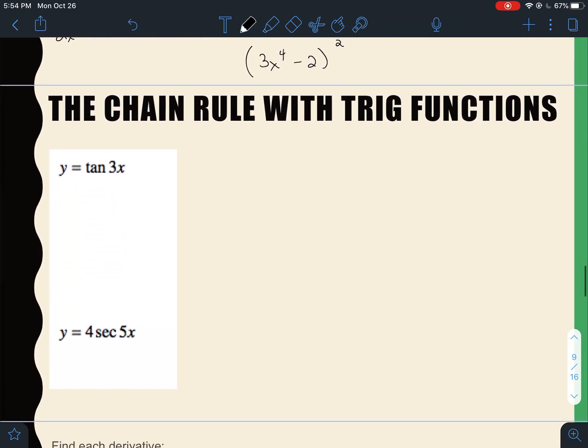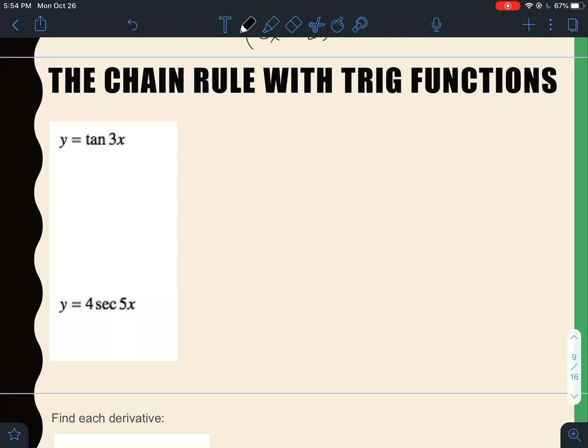What if our inside and outside functions have to deal with trig functions? So what would be the inside and the outside function of tangent of 3x? Well, I could put parentheses around the 3x, and so my outside function now is going to be tangent, and my inside function is going to be 3x. And remember, chain rule is you take the derivative of the outside, leave the inside function alone, and then you multiply it by the derivative of the inside function. So my derivative is going to be: take the derivative of the outside function. The derivative of tangent is secant squared.